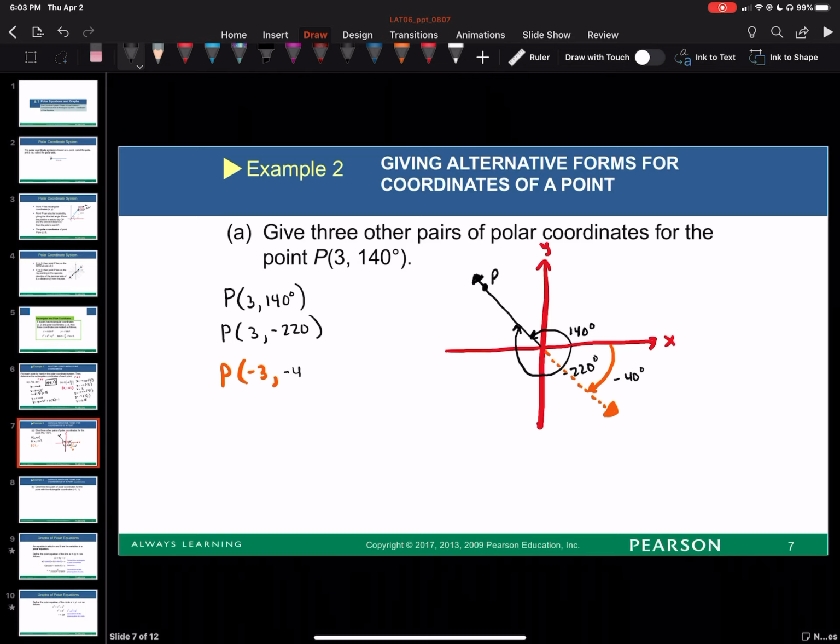So we have one that's negative 40. Now we also have what? If we went around and came around, we have one on this side too, which is what? P of negative 3, and it'd be what? 320.